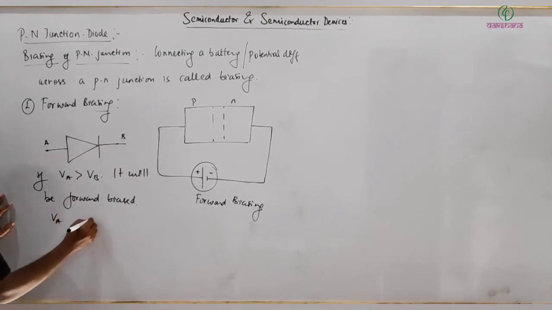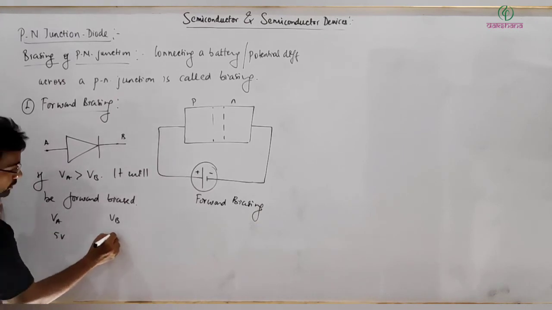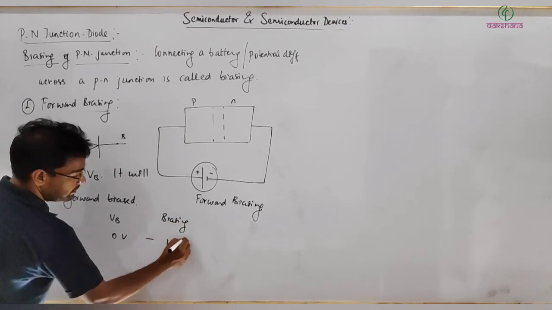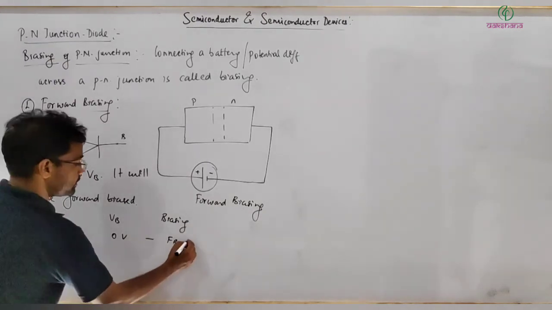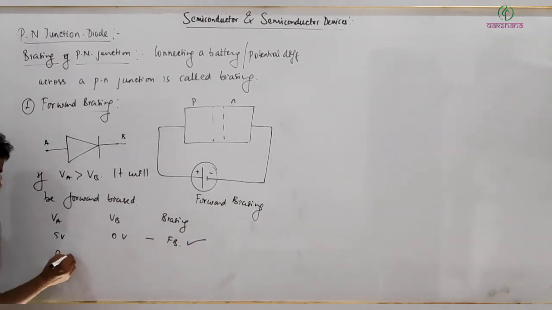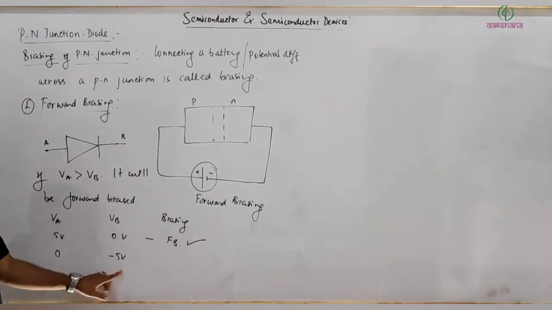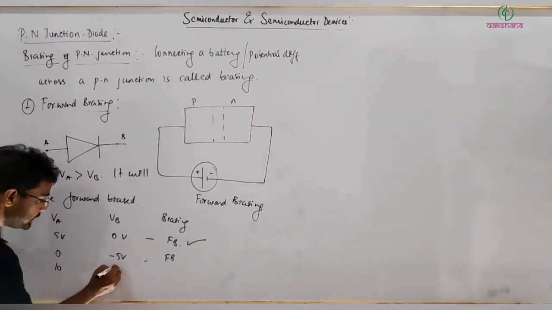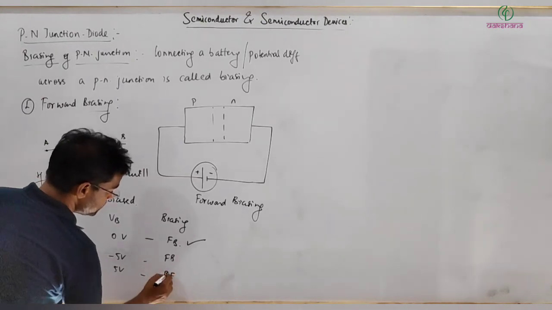Let's see the cases. If VA is 0 volt and VB is some negative value, biasing. What about forward bias? Yes, it is forward bias. Clear? Correct. If it is 0 and the other is minus 5 volt, then it's also higher than this. This is also forward biased. If it is 10 volt and 5 volt, still you can see A is at high voltage, high potential. This is also forward bias.